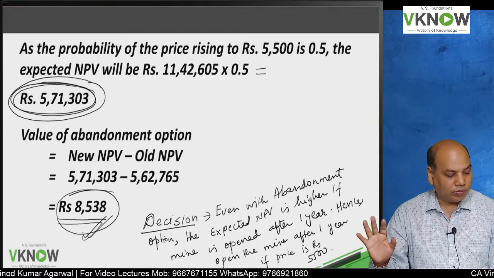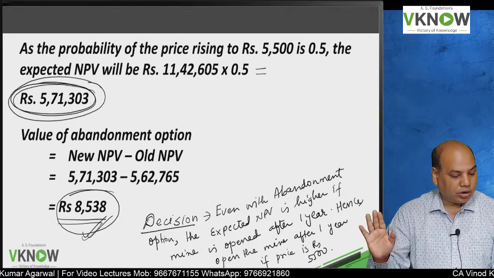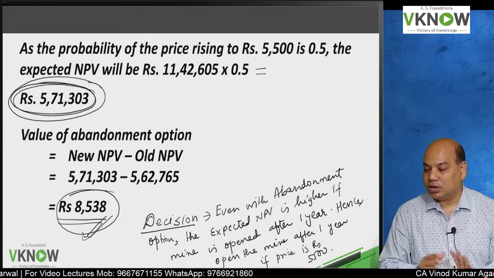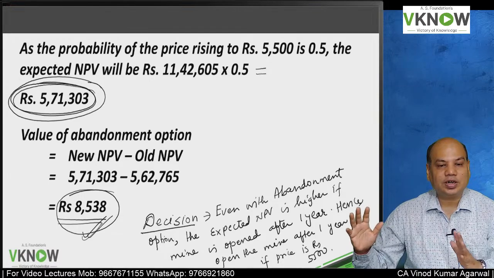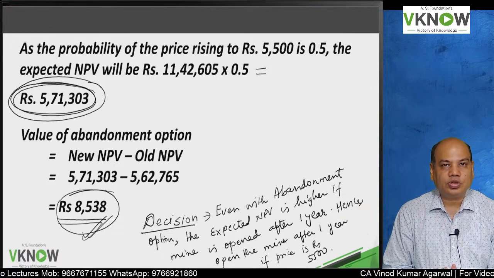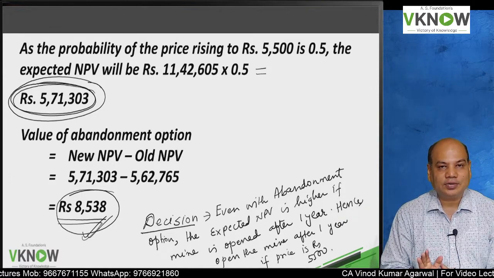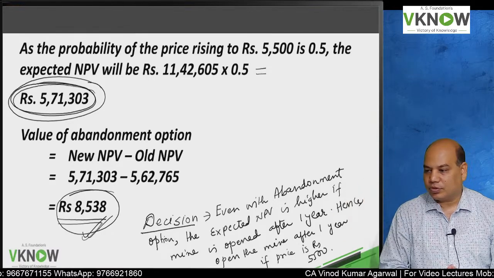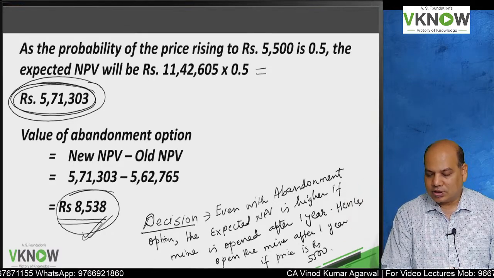So you have to conclude with the decision. Would your answer change if there is an abandonment option? In this problem, my answer still remains the same even if there is an abandonment option, because expected NPV is higher even with abandonment option in case 2 only. Now from my side, the answer is over.